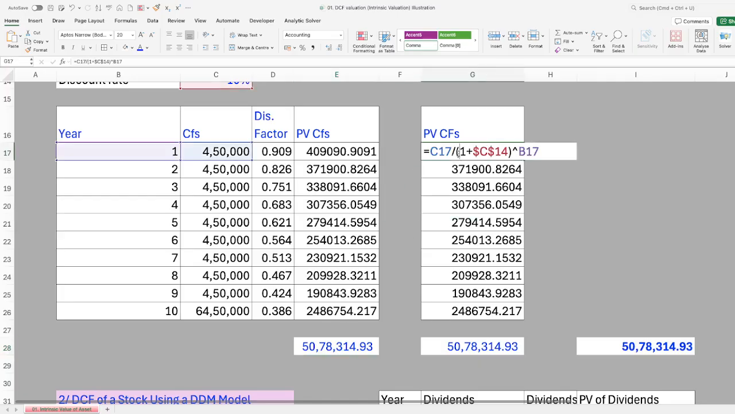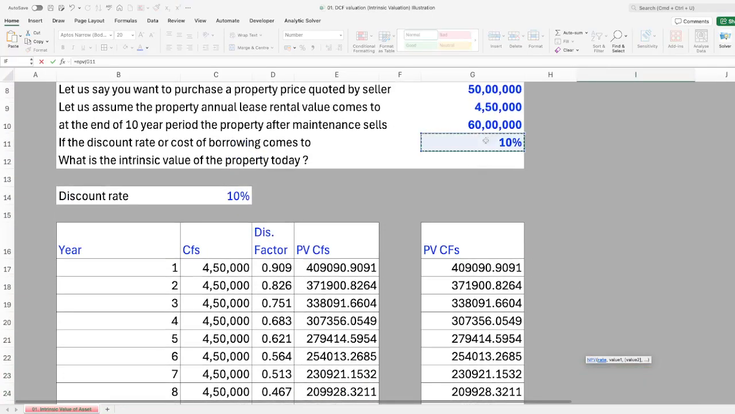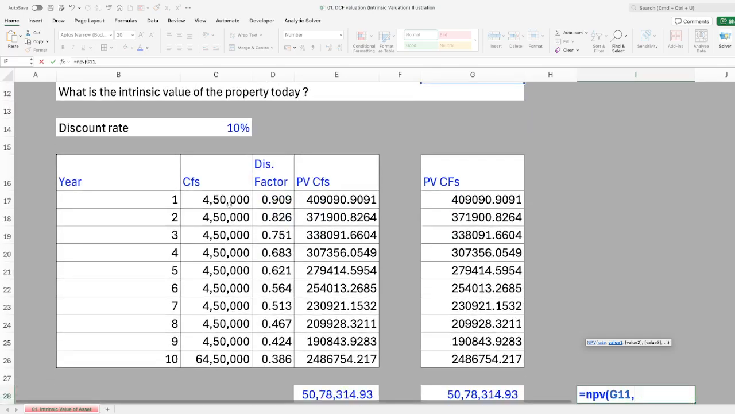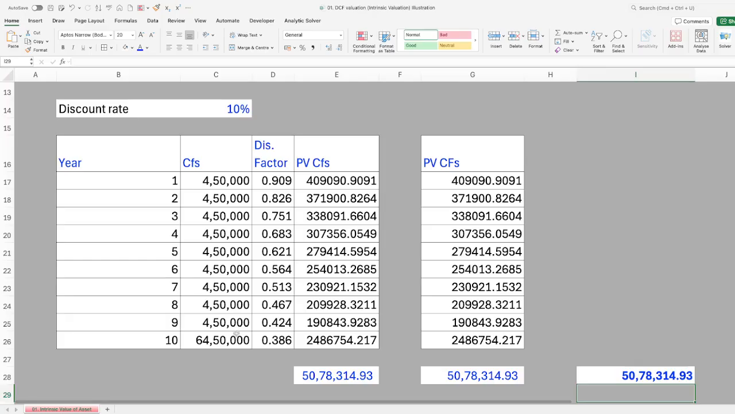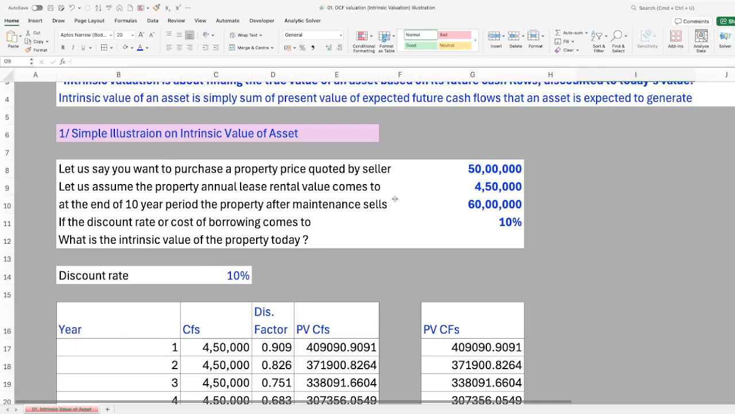You can also directly use the present value of the cash flows, or you can simply use the NPV formula in Excel, which gives you the net present value using the discount rate and all the cash flows here. So that means the intrinsic value of the property today is 50 lakh 78,000. So we can definitely purchase, since it is above the selling price.